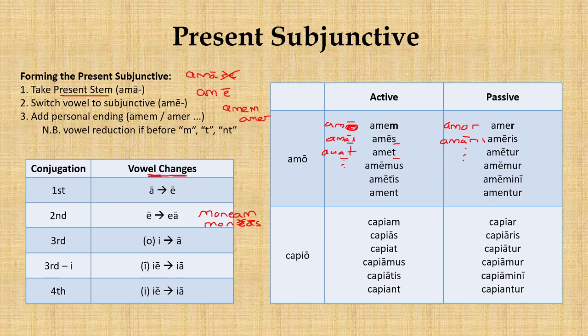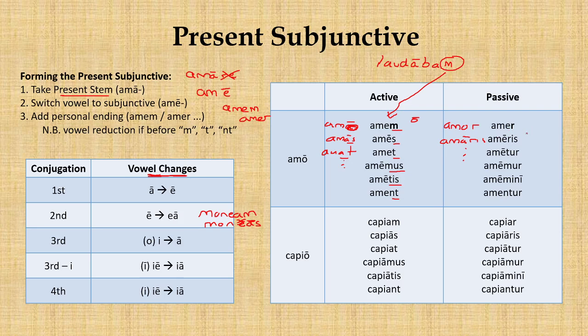Our active endings are exactly the same: s, t, mus, tis, nt. But the only thing that changes for our present active is we use the M instead of the long O for that first present form. But that M should be fairly familiar to you. It's essentially the M from the imperfect, like from laudabam. That M just kind of sticks around, and it was used for the subjunctive as well. So that's where that comes from.